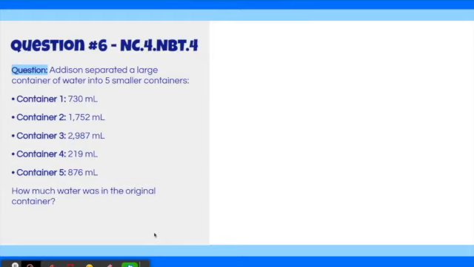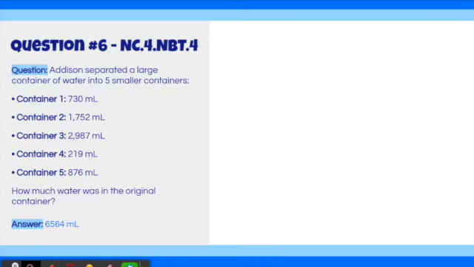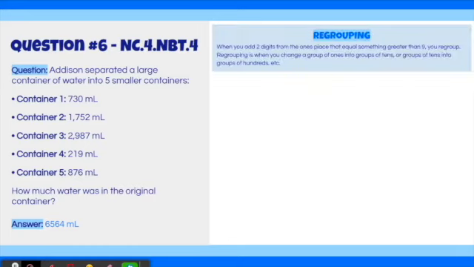Question number 6. Addison separated a large container of water into 5 smaller containers. Container 1 has 730 milliliters. Container 2 has 1,752 milliliters. Container 3 has 2,987 milliliters. Container 4 has 219 milliliters. And container 5 has 876 milliliters. How much water was in the original container? Okay, so pause the video here if you need more time for this question. The answer to this question is 6,564.